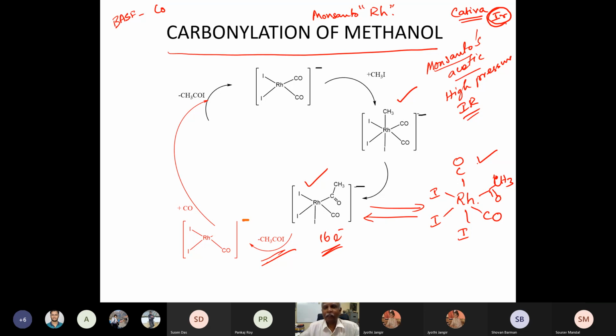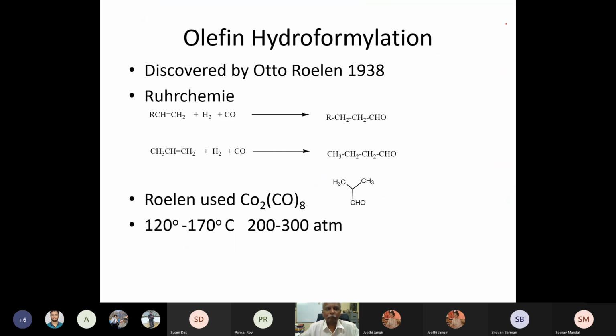And the Cativa process is in fact even more efficient than the rhodium process. But I think the mechanism of methanol being converted to acetic acid is fairly well established, and this is the accepted mechanism and probably the best that you can think of.